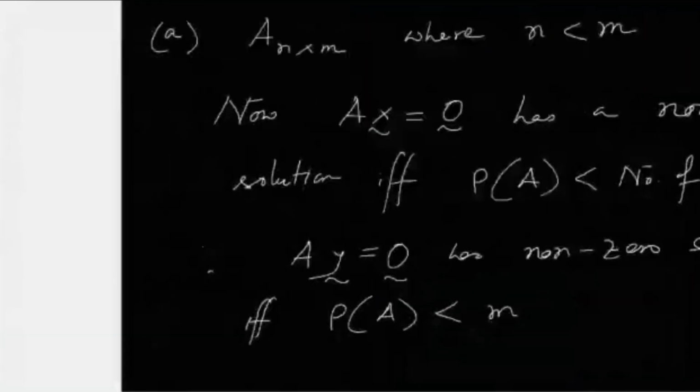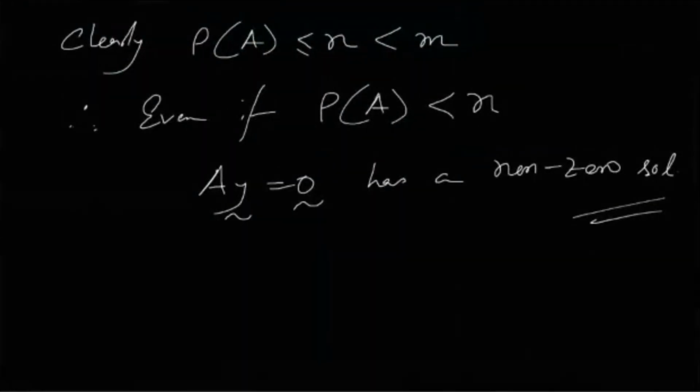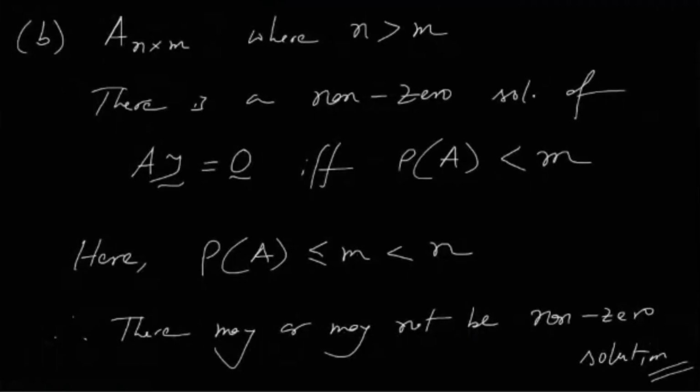What about option C? The row rank of an n cross m matrix is equal to its column rank only when n is equal to m. So basically, it says that the row rank and column rank of a matrix are equal only when the matrix is a square matrix.